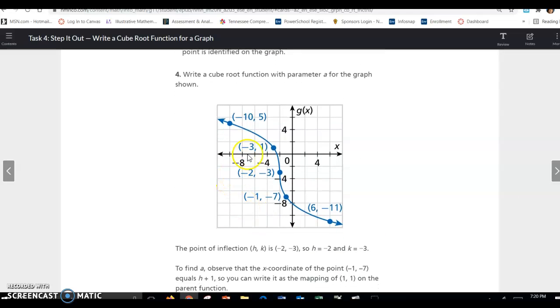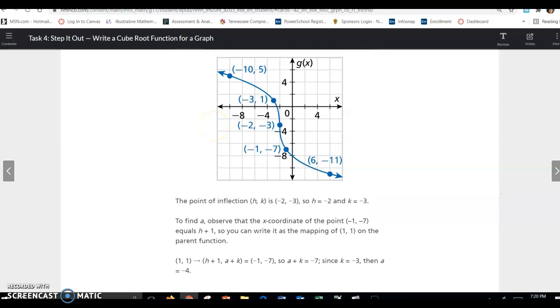Number 4 says write a cube root function with parameter a for the graph shown. All right, so we've got this graph here, and we can see that the point of inflection right here is (h, k), so that's (-2, -3). So h is -2, k is -3. To find a, observe that the x-coordinate of the point (-1, -7), so that's the point right below the point of inflection, (-1, -7) equals h plus 1. So you can write it as mapping of (1, 1) on the parent function.